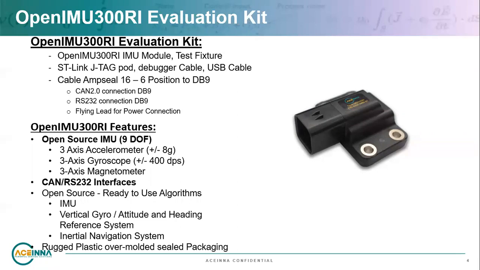The applications that we have right now: the first is the IMU application. The second one is the vertical gyro, attitude, and heading reference system application. This application gives you the complete attitude, which is roll, pitch, and yaw information. The third application is the inertial navigation system application. This requires that you connect an external GNSS receiver. With that, you can get the complete INS solution, which means it has position, velocity, attitude, and acceleration and rate biases as well. So this comes in ruggedized plastic overmold sealing packaging.